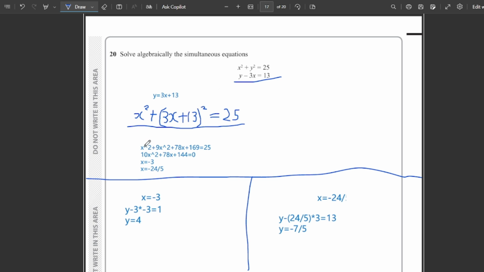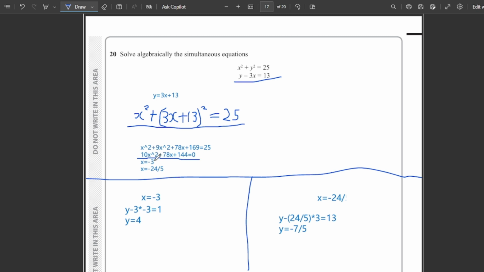I then expanded that to get x squared plus 9x squared plus 78x plus 169 equals 25. And then I just moved the 25 across and added the x squareds together to get 10x squared equals 78x plus 144.